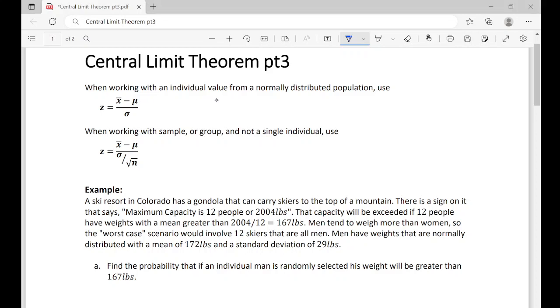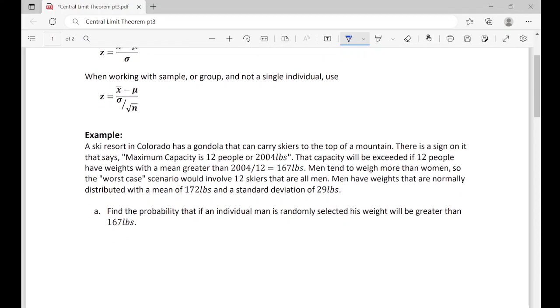When working with an individual value from a normally distributed population, we use the z-score formula x bar minus mu over sigma. When working with a sample or a group and not a single individual, we use the z-score formula x bar minus mu over sigma divided by the square root of n. So if you deal with a single individual, we use the first one. When we deal with a group of people, we use the second one. So let's look at an example.